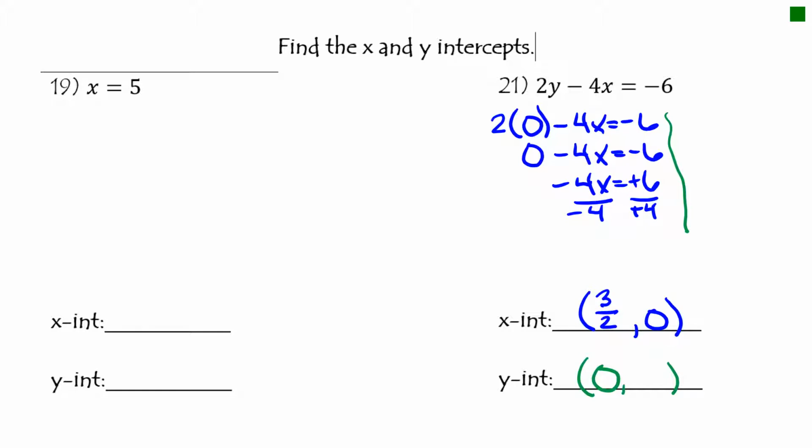Nope, you can't do that on the video. How about that? So I'm going to let x equal 0 this time. So it's going to be 0 in place of x. So 4 times 0 is 0. 2y minus 0 is 2y. And then I divide by 2.